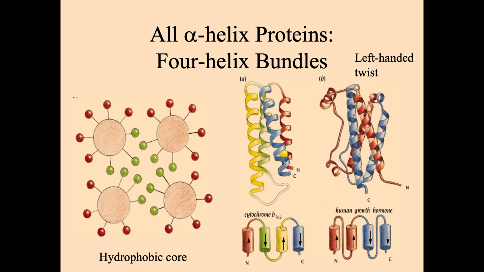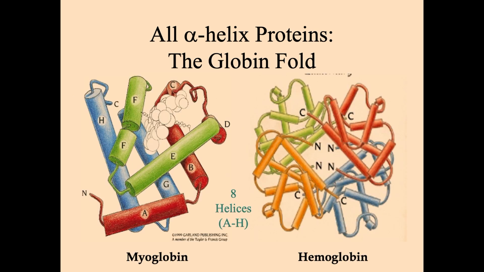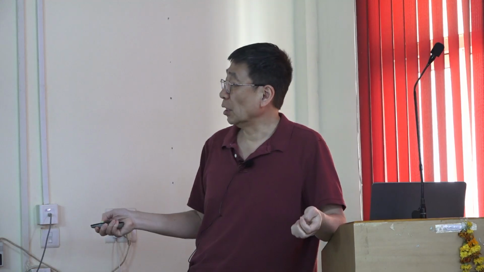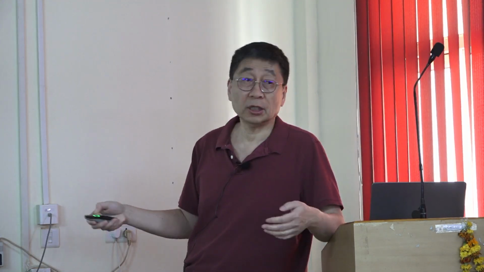Okay, so four-helical bundle. And then a third very common structure for all-helical structures, the so-called globin fold, because they're found in myoglobin and hemoglobin. And this fold contains eight helices. They are named alpha A to alpha H, or A through H, alphabetically, essentially. So eight helices, if you count them out. And of course, the role of the globin is to hold the heme, which is an oxygen carrier.